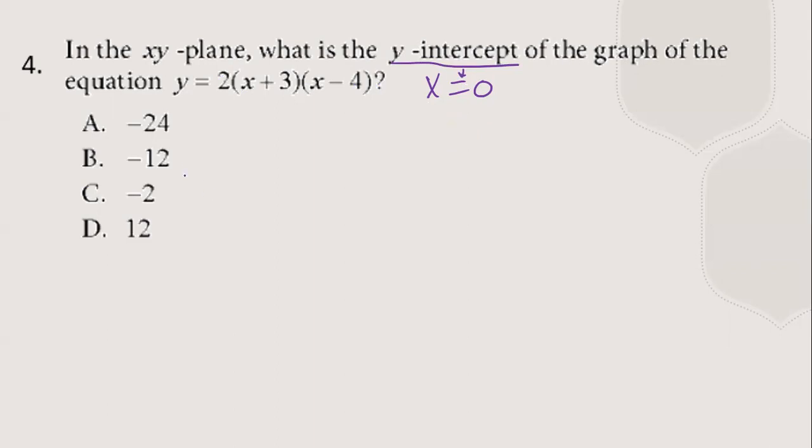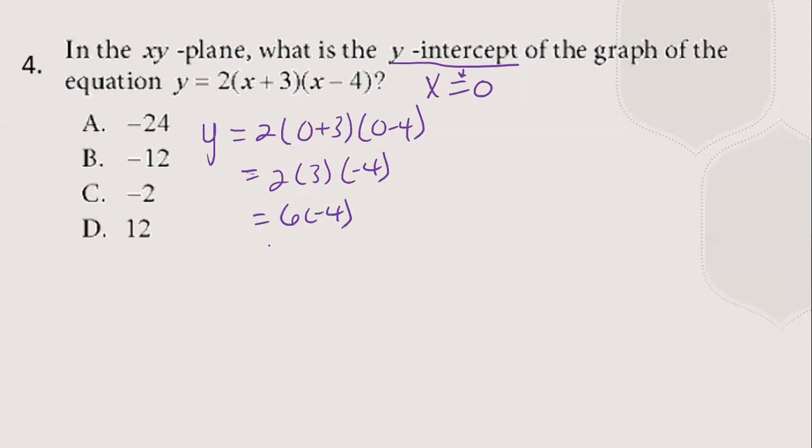So you can substitute in 0 for x. So we have y equals 2 times 0 plus 3 times 0 minus 4. That gives us 2 times 3 times -4. What is 2 times 3? 6. What is 6 times -4? -24. So what is y? -24. Okay, so if I'm looking for the y-intercept, that means I'm looking for when x equals 0.